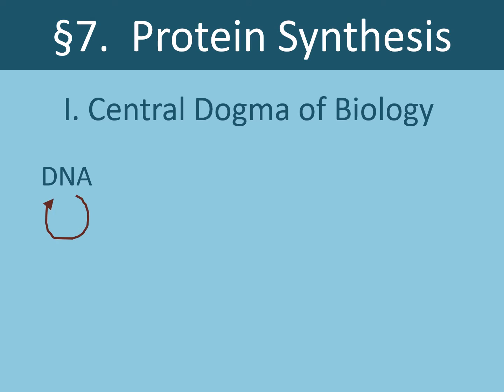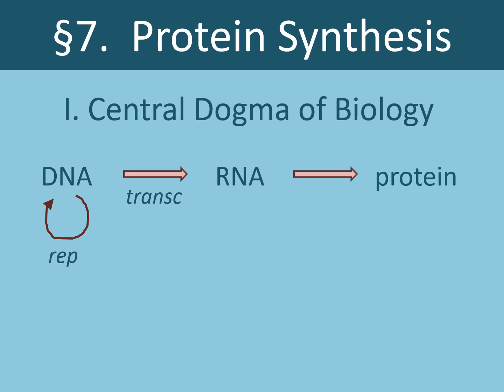This process, where DNA is used as a template to make more copies of the same DNA, is called DNA replication. DNA can also be used to make RNA. This is known as transcription. In the last step, RNA is used to make protein. This is called translation. Remember that DNA and RNA are composed of nucleotides. In this way, they are written in the same language.